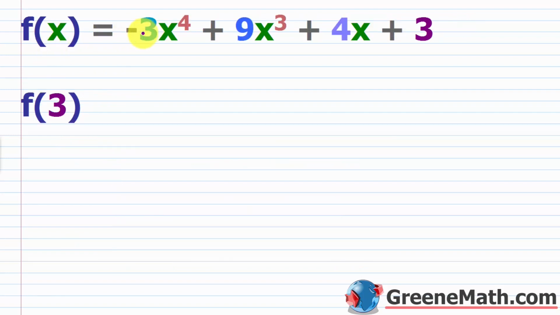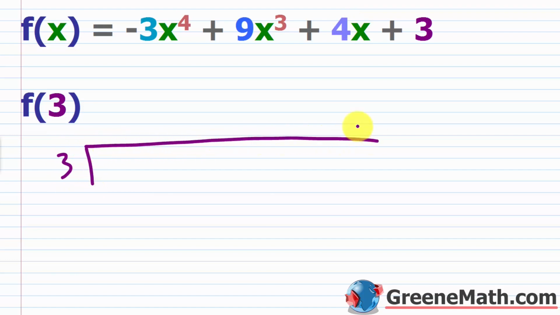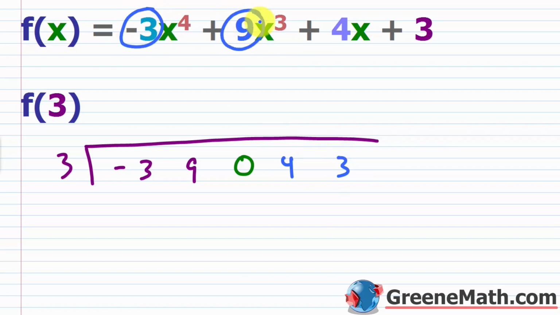We have f of x equals negative 3x to the fourth power plus 9x cubed plus 4x plus 3. We want to find f of 3. Now, this is very important, because people forget this all the time and get the wrong answer. If you're missing a power of x, I started with the fourth power, then I have cubed, but I don't have squared, you've got to write a 0 in as a placeholder. So I put 3, and then negative 3, 9, 0 as a placeholder because I don't have an x squared, then 4, and then 3. Make sure you do that, otherwise you will not get the right answer.